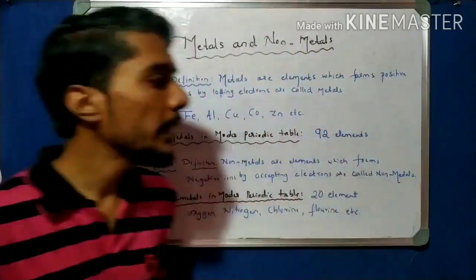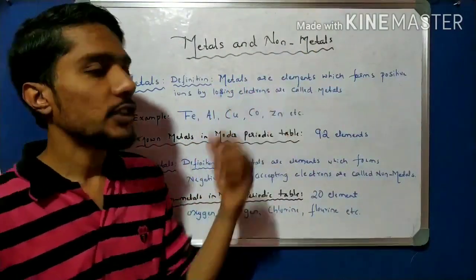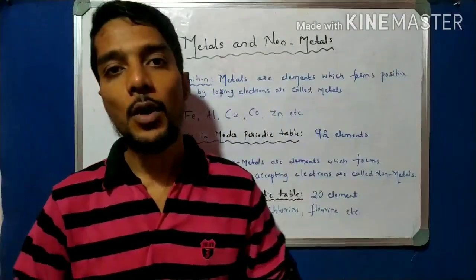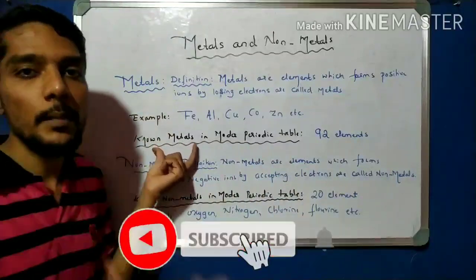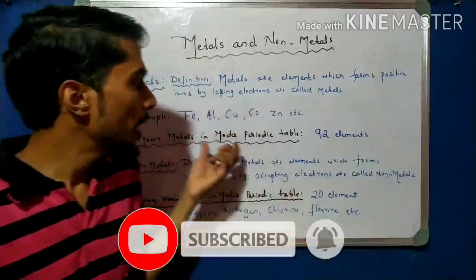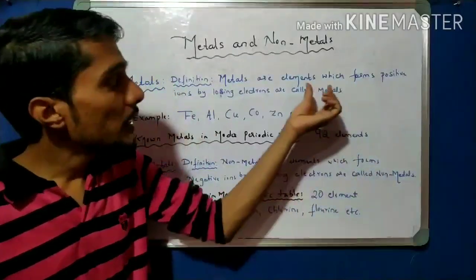Okay, so here we come to the meaning. What are metals? The definition: metals are elements. We know that these are elements. How many elements? There are 92 known elements up to now in our modern periodic table, and these are called metals.